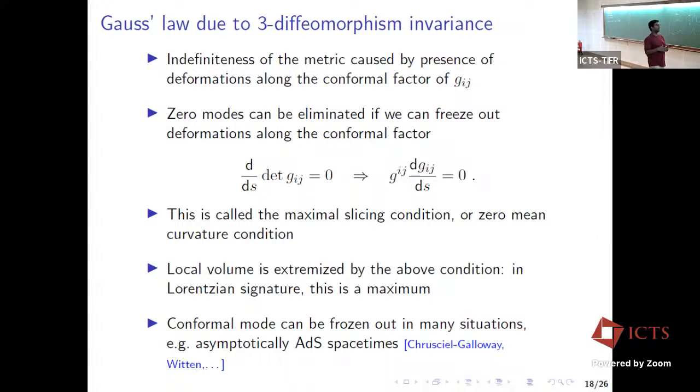And so one has to figure out whether one can impose this consistently along the paths. And it turns out it can be done in many situations, for example, asymptotically AdS spacetimes, where one has to do an analysis of the Hamiltonian constraint. I'm jumping ahead, but there is some non-trivial calculation that goes into checking whether this condition can be imposed along the path. But if that is possible, then these zero modes are no longer a problem.